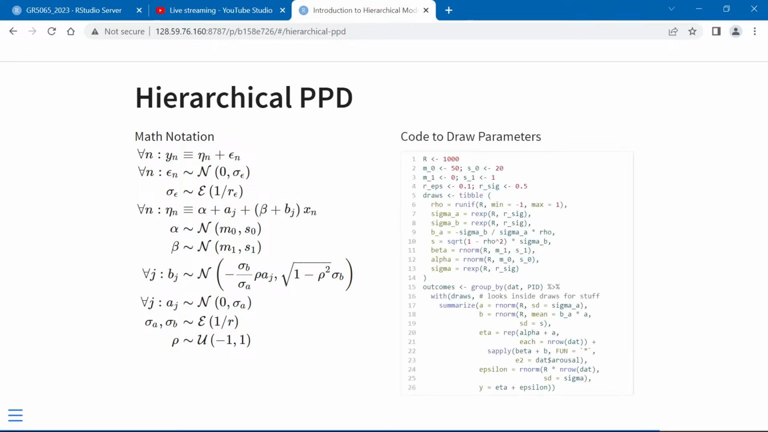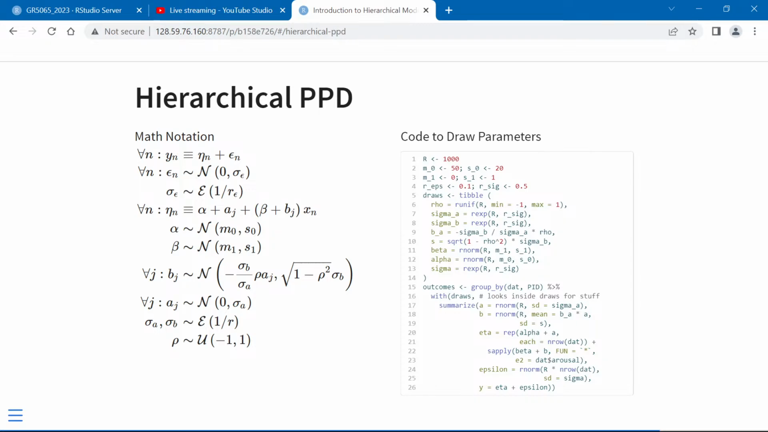And so if we were to draw from this, we'd fix our hyperparameters, draw rho from a uniform, draw sigma A and sigma B from their exponentials, construct this business, which governs how the conditional distribution of B given A is affected by the realizations of sigma A and sigma B. Draw the common slope, the common intercept, the common standard deviation of the errors.